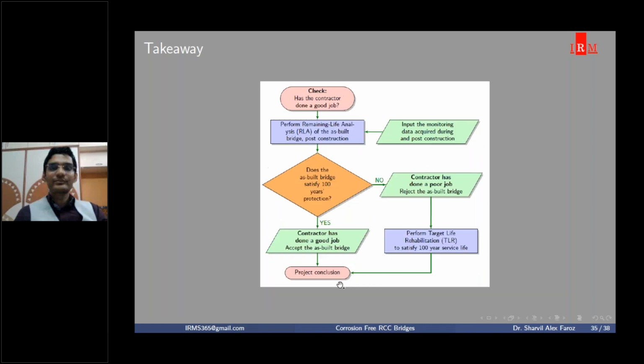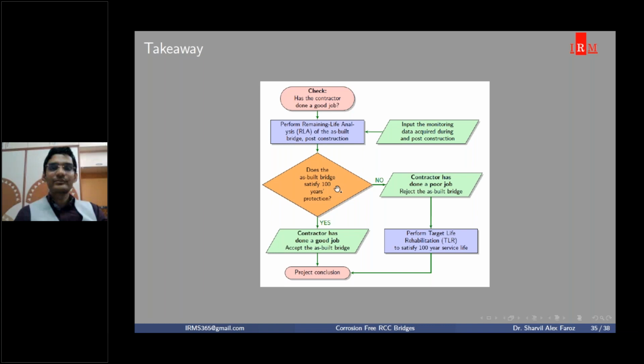Okay, now in the next stage, you need to verify if the contractor has done a good job or not. Okay, so that is our requirement for the second stage. Then through the data that I have shown you, what we collected during the construction and post construction stage, you feed that to our software, do a remaining life analysis, and check if it satisfies 100 years or not.